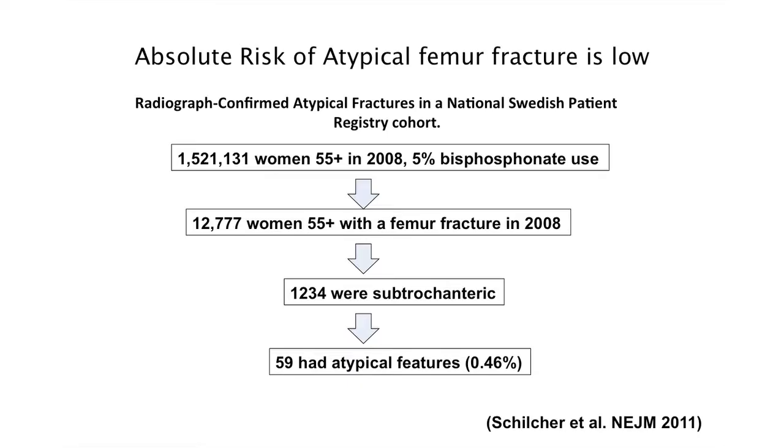One thing to keep in mind is that the absolute risk of this event is actually quite low. So in this 2008 study of the National Swedish Patient Registry Cohort, which is nice because in that particular country they have medical information of everyone there, in that year they found out of 1.5 million women over age 55, 5% were using bisphosphonates. Of that group of women, about 13,000 of them had a femur fracture. Of them, 1,200 were subtrochanteric, meaning in that femur shaft area that I was pointing at. And of them, 59 had those unusual or atypical features that are associated with these antiresorptive unusual femur fractures. So it comes out to 0.46%, so not very much.